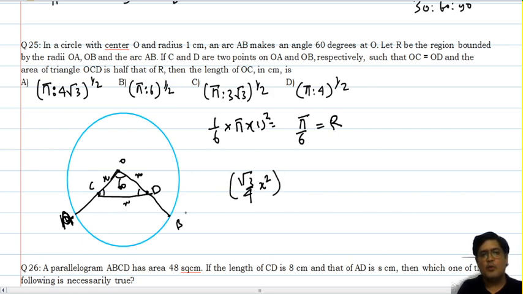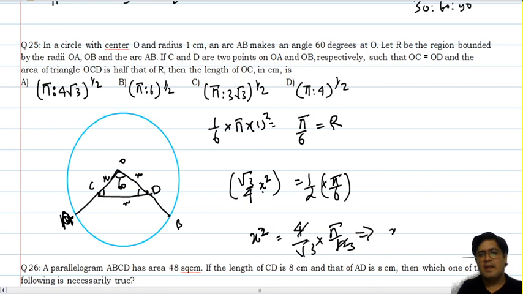That is the area of OCD. This has been given to us as the area of OCD is half of the region R. In this way, find the value of side OC. Side OC is x. X is equal to 4 by root 3 into pi by 12. So cancel 3, this is a square. This will give me x as pi by 3 root 3 cos square root.